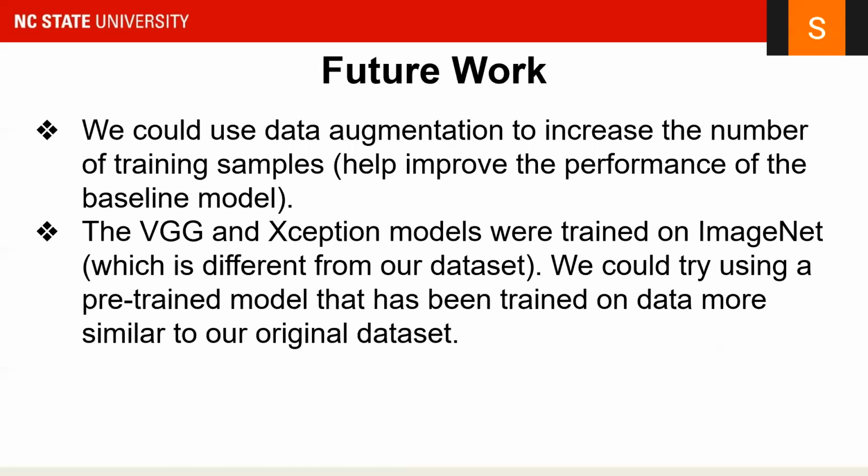For our future work, we could improve the performance of the baseline model by using data augmentation to increase the number of training samples. We could also try using a different pre-trained model that has been trained on data that is more similar to our original dataset, other than the VGG and the Xception models, which are trained on the ImageNet models.